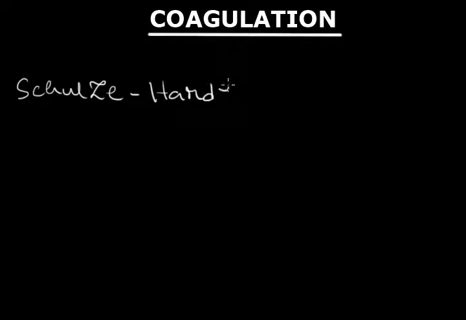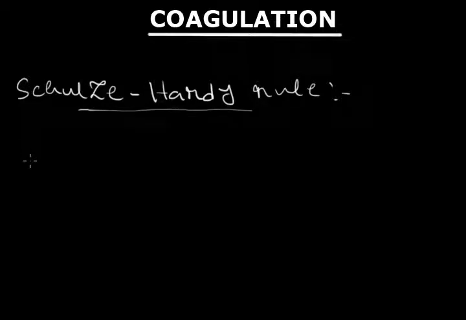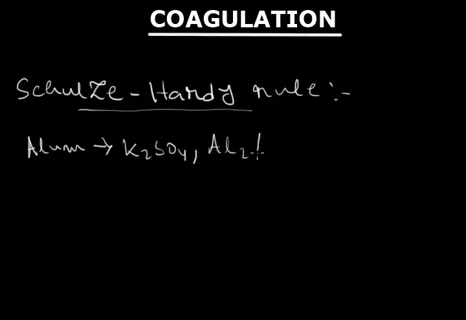According to Schulze-Hardy rule, as the charge of the coagulating agent increases, the amount of coagulation increases. For example, alum, the formula is K2SO4, Al2(SO4)3, 24H2O.